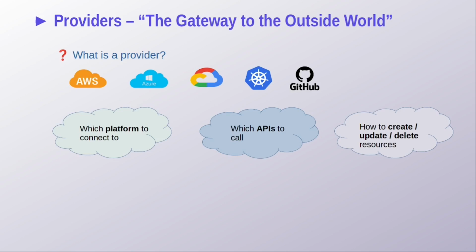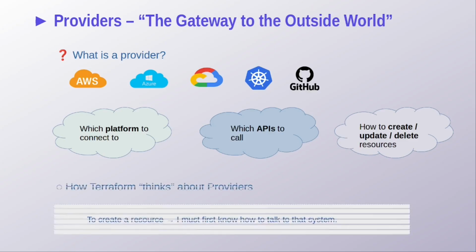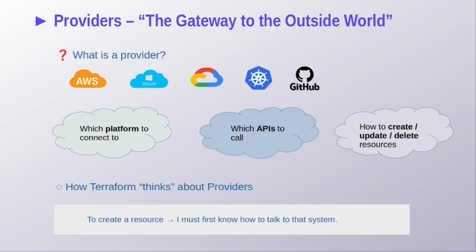Provider, the gateway to the outside world. What is a provider? A provider is a plugin. It tells Terraform which platform to connect to, which API to call, and how to create, update, and delete resources. Example: provider AWS talks to the AWS API, Google talks to Google Cloud, Kubernetes talks to the Kubernetes API server. Terraform itself does nothing without a provider.